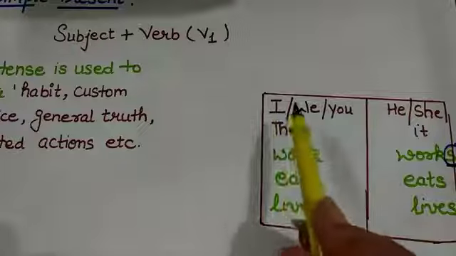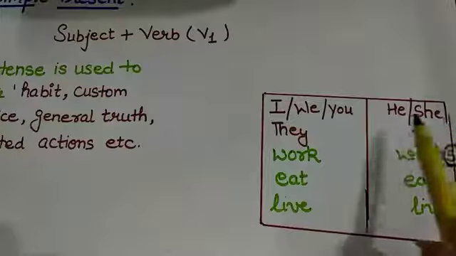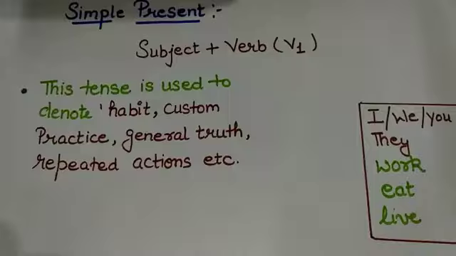So here, when the subject is I, we, you and they, we use work, eat, live. But when the subject is he, she or it, we use s with the verb, s or es depending on the verb. So works, eats and lives. Now let us see where we can use simple present tense. First of all, simple present tense is used to denote a habit, custom, any habitual action like practice, a general truth, some repeated actions, etc. So let us see a few examples where these things like habit, custom, truths and repeated actions are taking place to understand it in a better way.